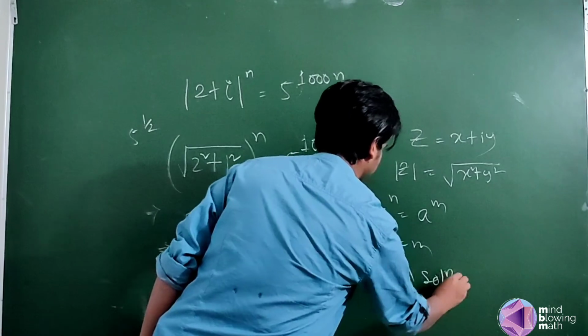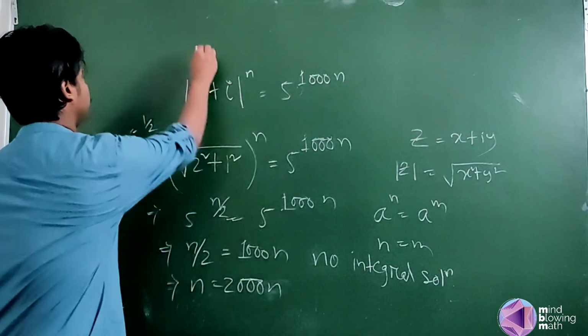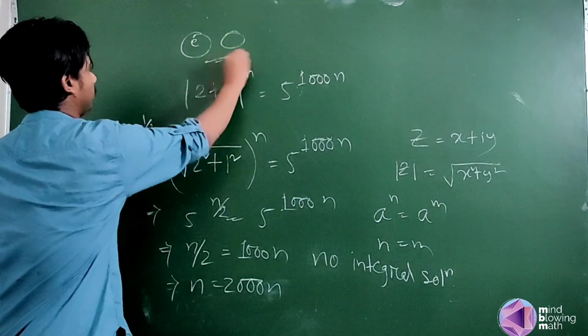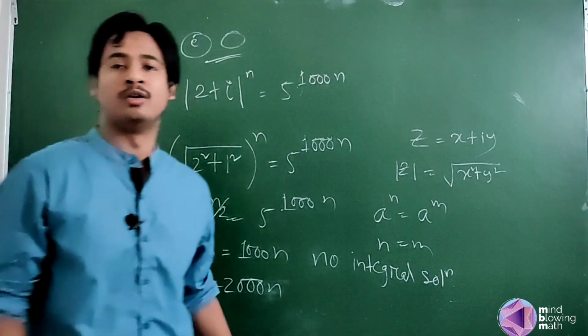So option C, 0. The total number of integral solutions is 0. I hope you understood the solution.